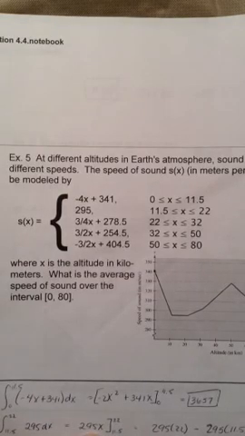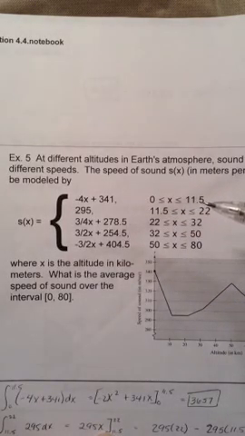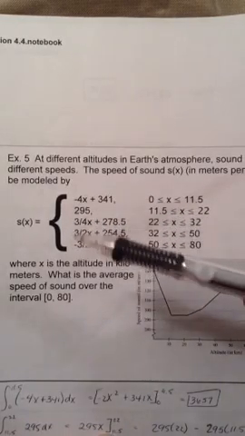In example 5, we're going to look at a function that is a piecewise function. At different altitudes in Earth's atmosphere, sound travels at different speeds. The speed of sound, s of x, in meters per second can be modeled by the following piecewise function. So it goes from 0 to 11.5, so on and so forth. And if you look at these functions, they're just lines.